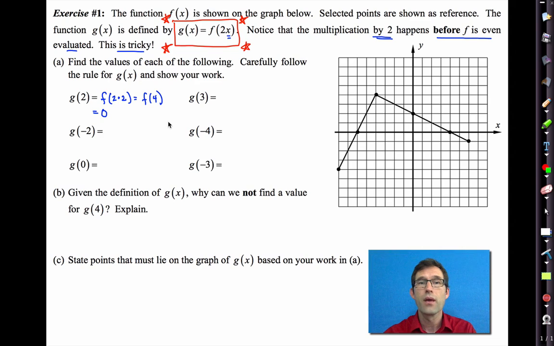All right, g of 3. Well, that's going to be f of 2 times 3, or f of 6. 1, 2, 3, 4, 5, 6. That's negative 1. Great. All right, g of negative 2, that's going to be f of 2 times negative 2. That's going to be f of negative 4. Well, let's see, 1, 2, 3, 4. Think you have it? Pause the video and finish the last 3.